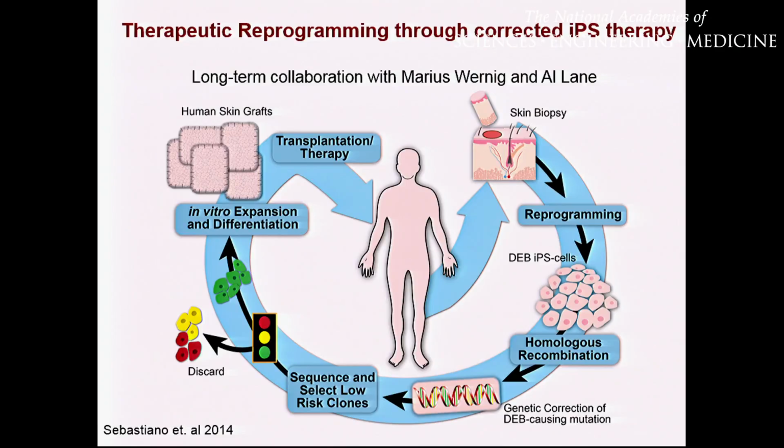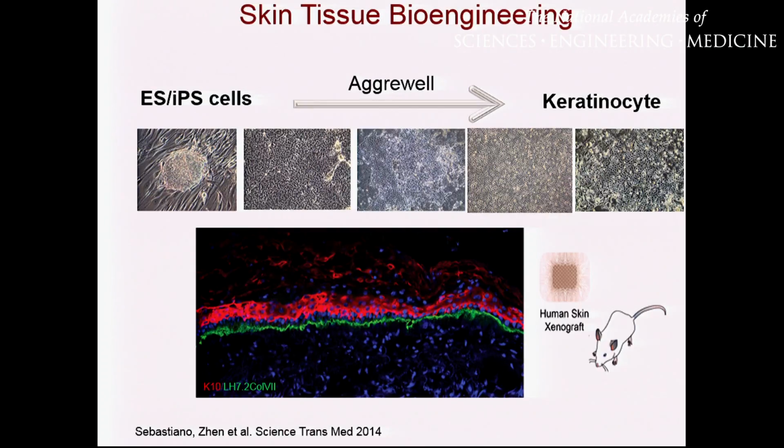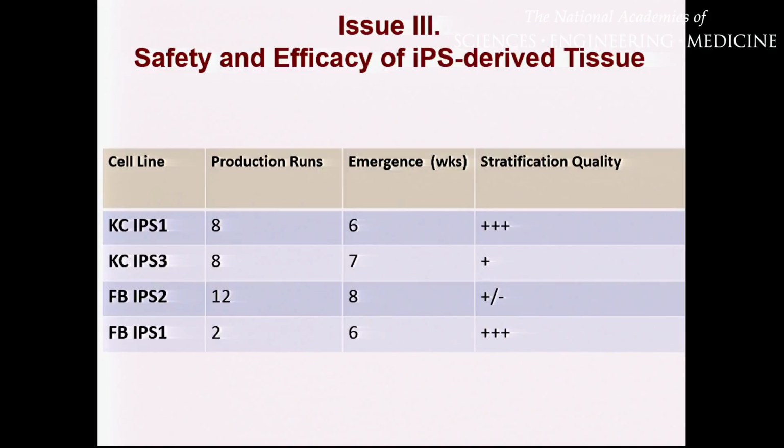example, for autologous skin grafts, we developed a very nice skin tissue bioengineering protocol where we can take patients' ES and iPS cells and make keratinocytes that then, when you graft them onto an animal model, make a very nice human skin that stratifies and protects. But the issue is safety and efficacy.